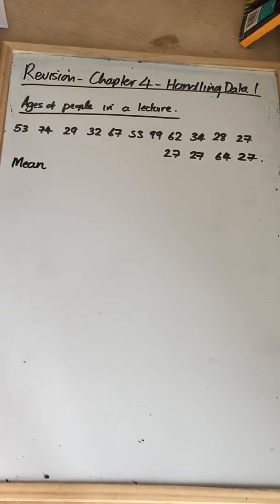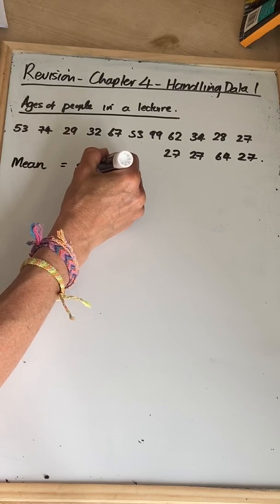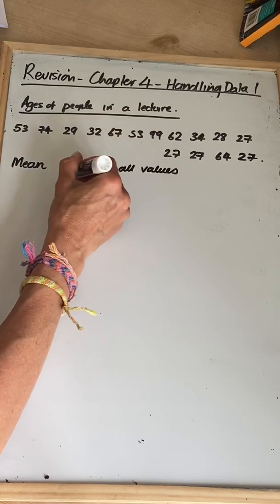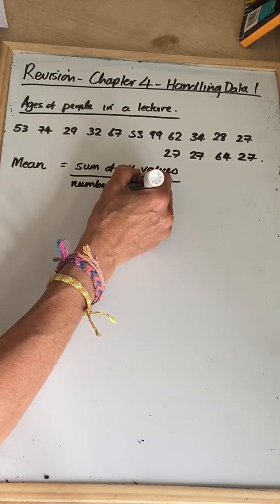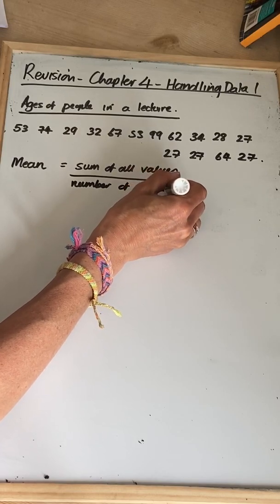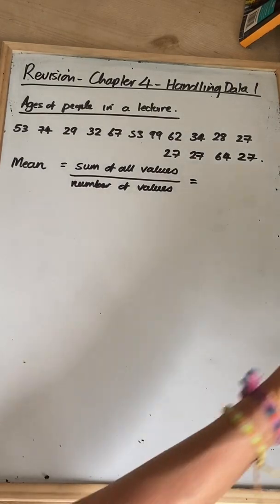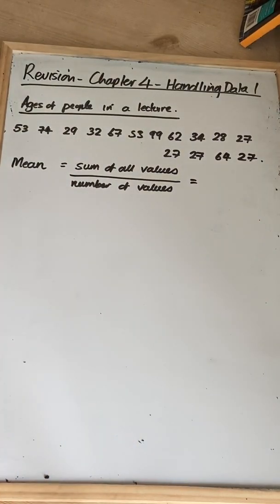Okay, now the mean, the way you calculate the mean, I'm sure you do remember this, it's the sum of all of your values divided by the number of values that you've got. So it's probably most people's idea of an average. Yeah, most people's definition of an average would be exactly that, the sum of all the values divided by the number of values.